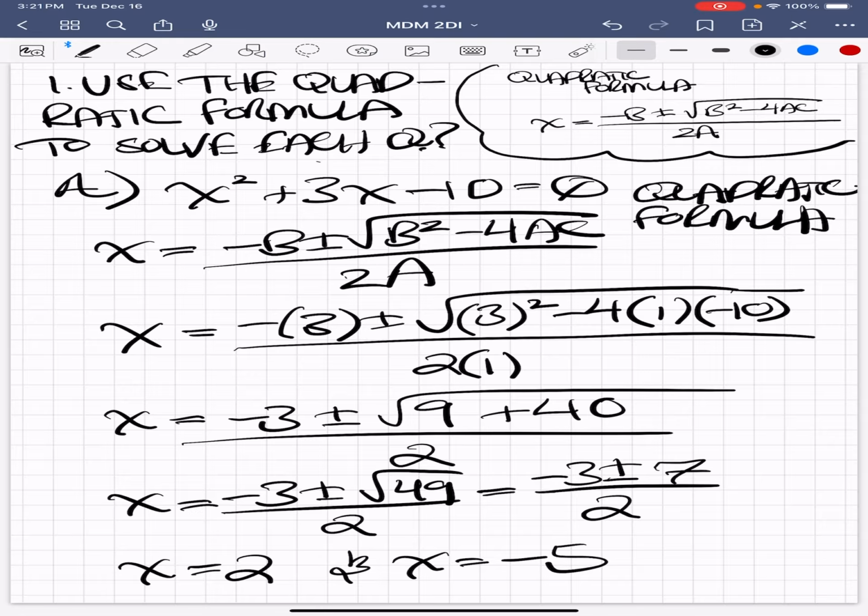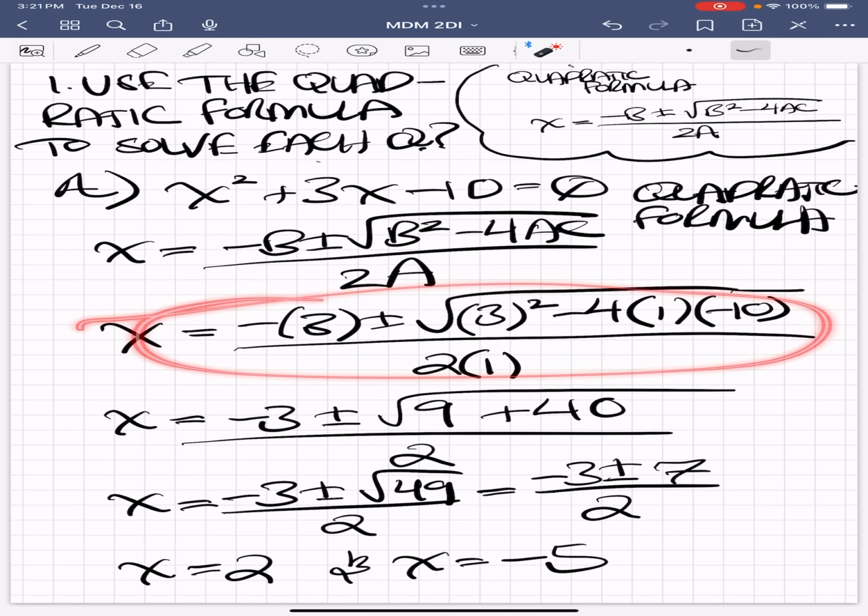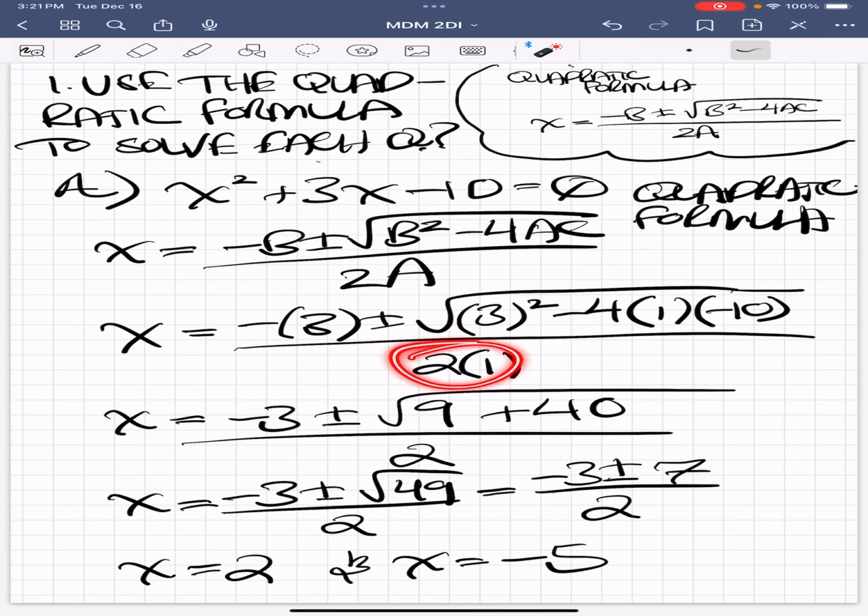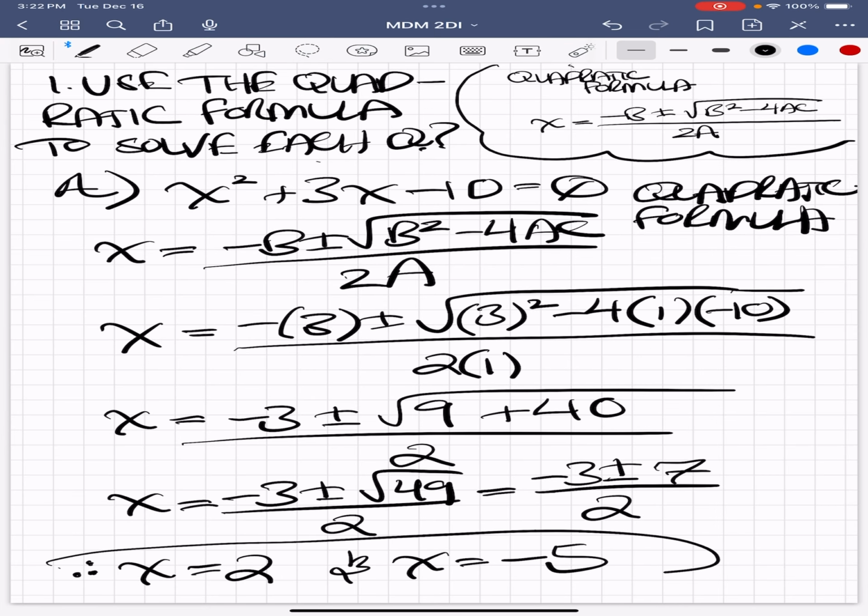Okay, so we input the values of a, b, and c, and then we simplified what was underneath the square root, all the multiplication, the exponents, the coefficients, and then we simplified the square root, and then we have our final answers. Alright, so our answers are x equals 2 and x equals negative 5.